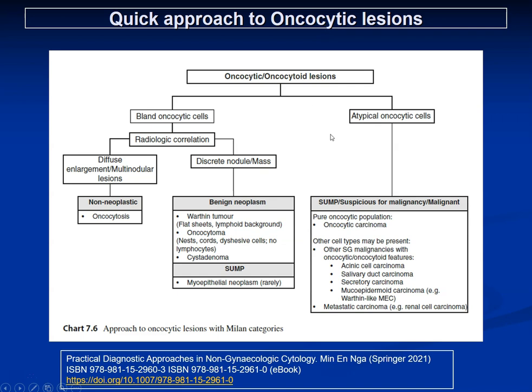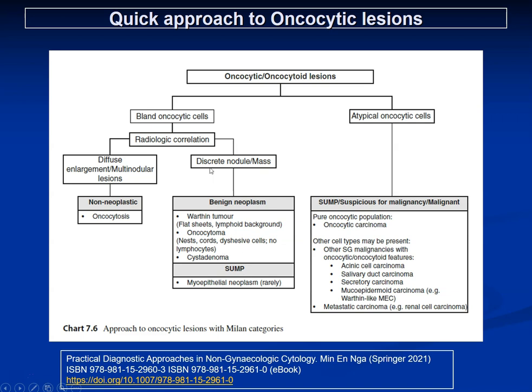For oncocytic lesions or oncocytoid lesions, you really want to focus on the degree of atypia of the oncocytic cells, and preferably with radiologic correlation. So if they're very bland and it is a diffuse or multinodular process, we are likely to be dealing with nonneoplastic conditions such as oncocytosis. If there is a discrete nodule or mass, then we are probably dealing with a benign neoplasm, and oncocytoma would be an important differential, or perhaps a myoepithelial neoplasm.